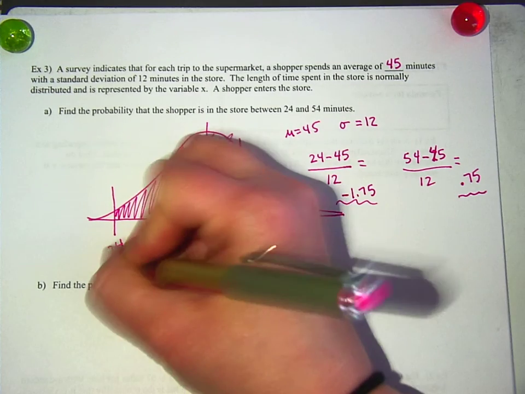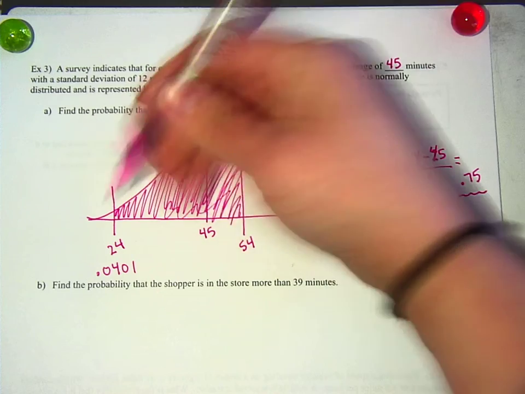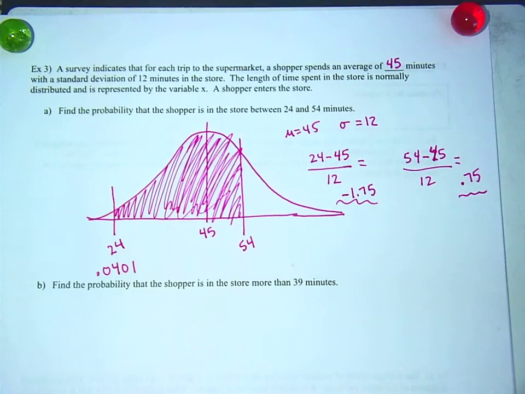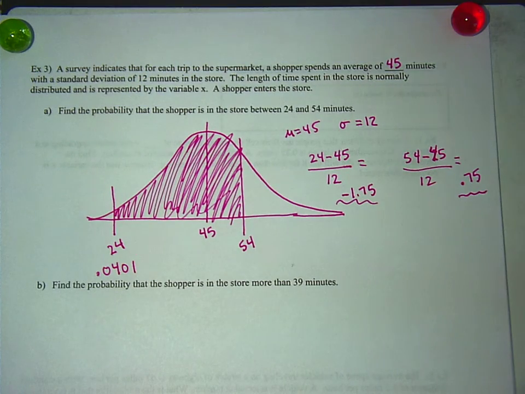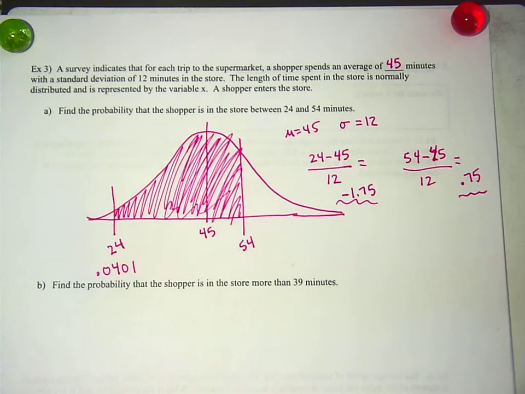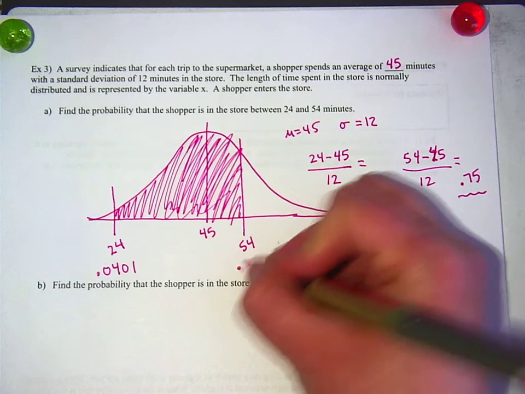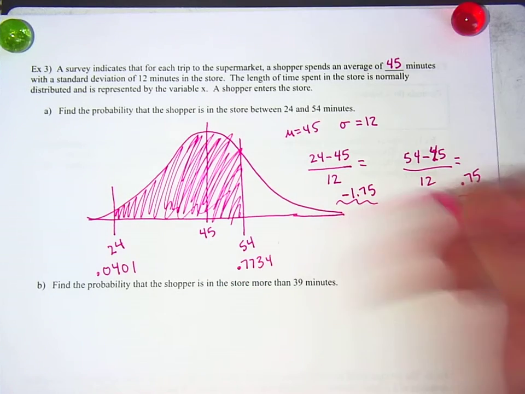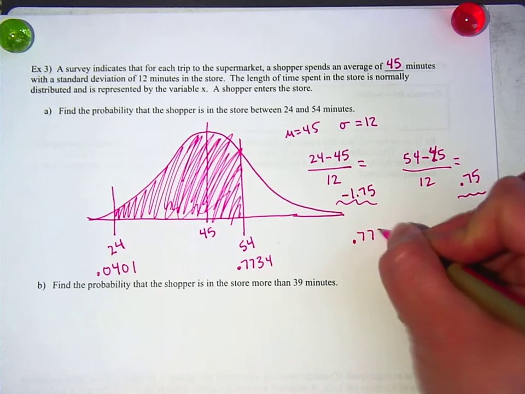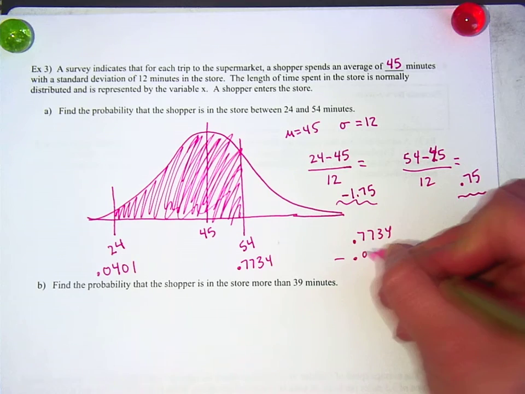Remember that the table reads to the left, so this 0.0401 is just what's in that little tiny tail right there. And the 0.75 was 0.7734. So to get your final answer, you're going to take 0.7734 minus 0.0401.